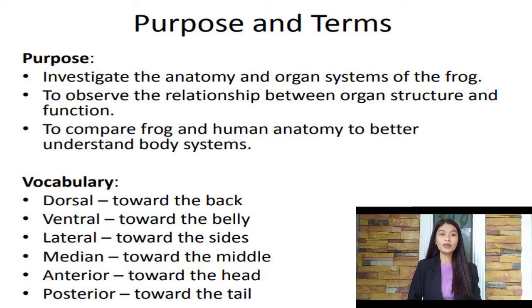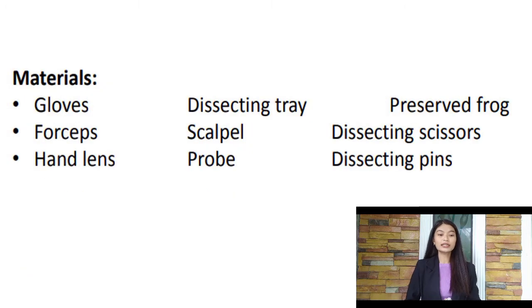To help you keep up, here's a list of essential vocabulary that you should know before dissecting a frog. Dorsal: toward the back. Ventral: toward the belly. Lateral: toward the sides. Median: toward the middle. Anterior: toward the head. Posterior: toward the tail. Here are also the materials you need for dissecting a frog: gloves, forceps, hand lens, dissecting tray, scalpel, probe, preserved frog, dissecting scissors, and dissecting pins. You may now proceed to your presentation.